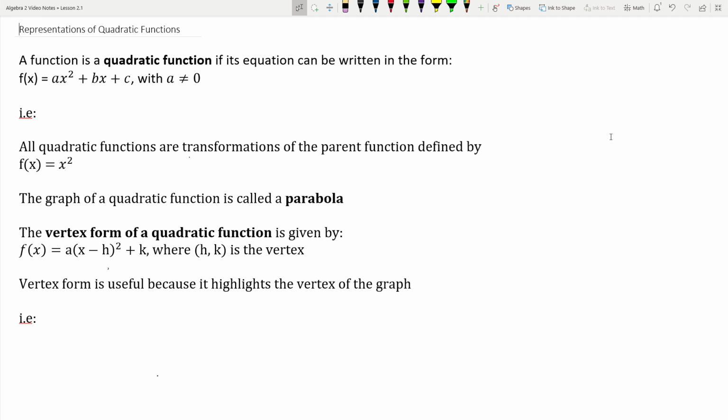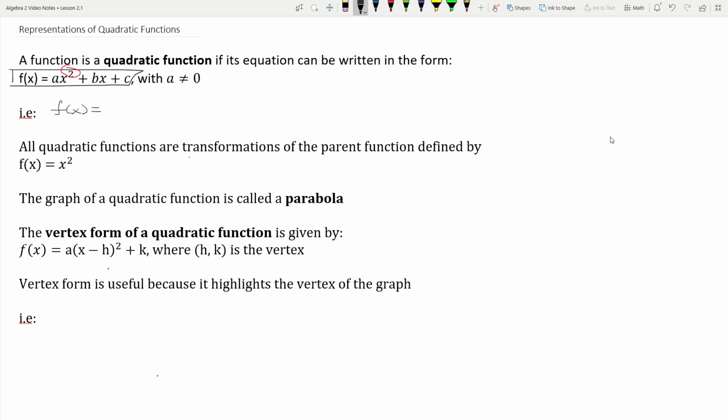All right, so how do we represent quadratic functions? A function is called quadratic if its equation can be written in the following form, where we have ax squared plus bx plus c. So this is the form that we want to use. In this case, a cannot be 0. Basically, if the highest power in the polynomial is 2, then you have a quadratic function. Here are a couple of examples.